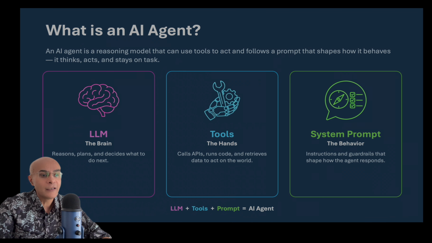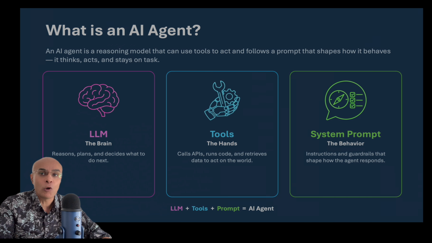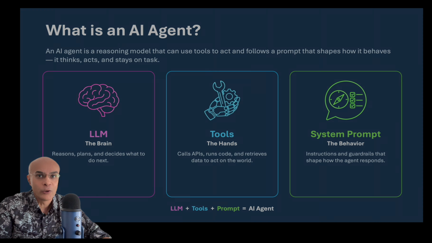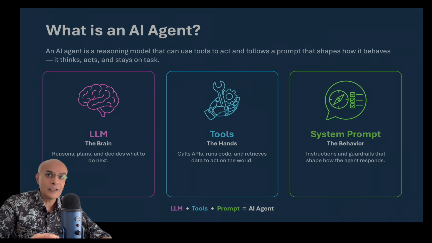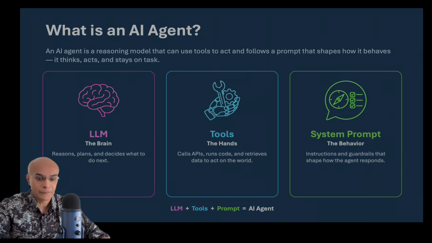The second is the tools, where all the actions are taking place. Tools are the ones which are going to call APIs, run code, as well as retrieve the data. So this you can think of as hands. And the third is the system prompt, which is the behavior of how an agent is going to work. So an agent is basically three things: large language models plus tools plus prompts.